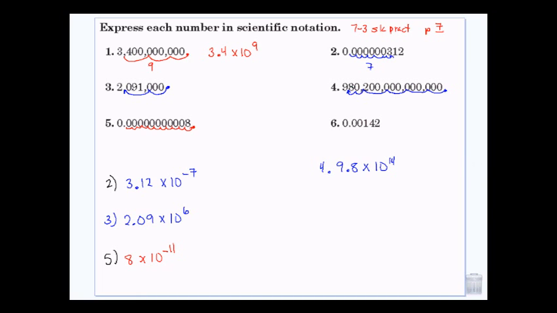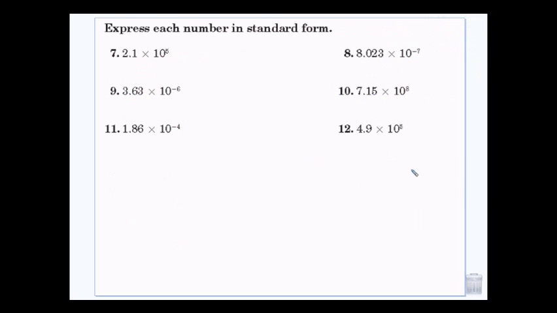Why don't you guys try number 6? The best way I have done these: I look at this number here, this is 5. That's how many places I have to move the decimal. So what I do is I just start counting. I write down my first digit, and then I say 1, 2, 3, 4, 5.